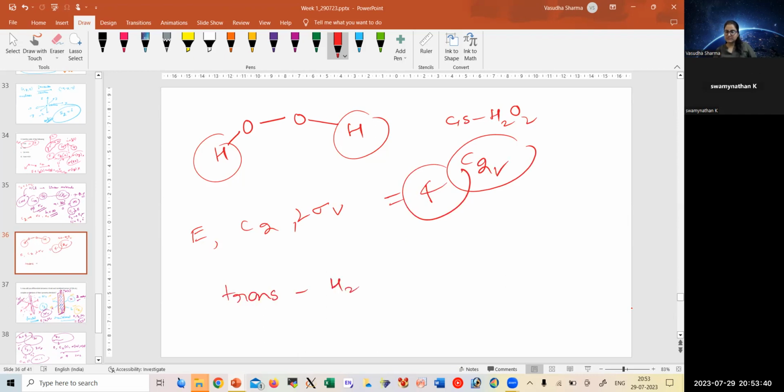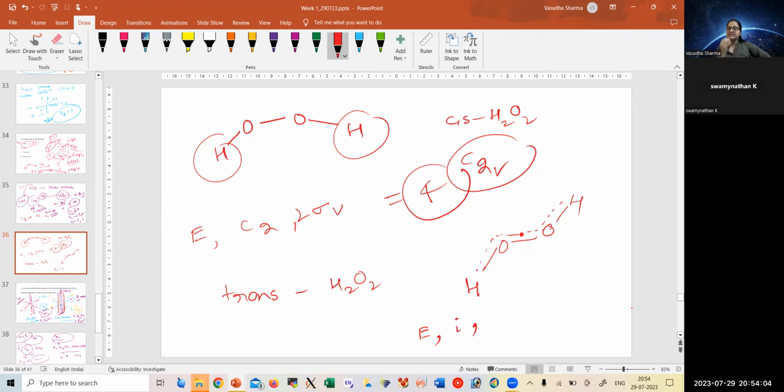H2O2, trans means one H is down, the other H is above. Right? Now identity is there. Is there any inversion center? Inversion center, I think it's there. Yes. If you take the oxygen point, you will reach oxygen, hydrogen and oxygen, so you are going above H and H. So i is also there.